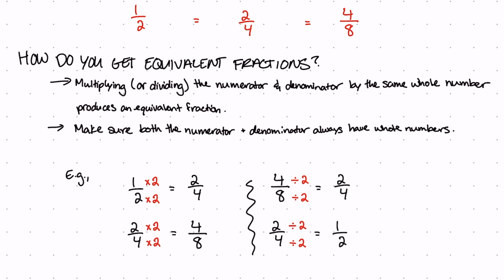And we can also convert 4/8 back to 2/4 by dividing both the numerator and the denominator by 2. And we can convert 2/4 back to 1/2, essentially reducing it by dividing both the numerator and the denominator by 2.